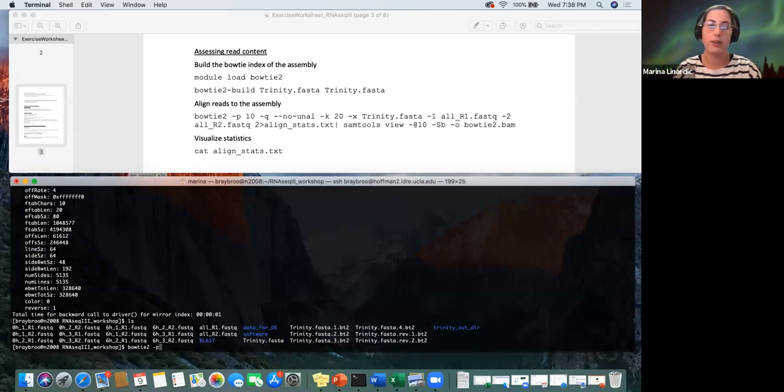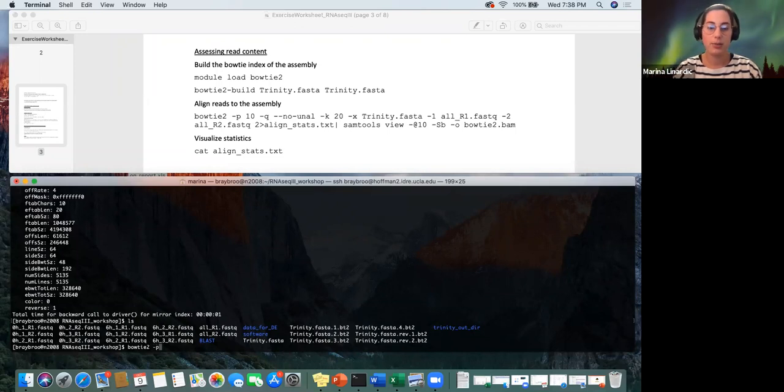Oh, before we start, we need to do something else. We could have waited to get an error, but we can also do it beforehand. SAMtools is another tool that we need to load in, and it's not going to work without it. So actually, let's do it without, and then we can just load it in.